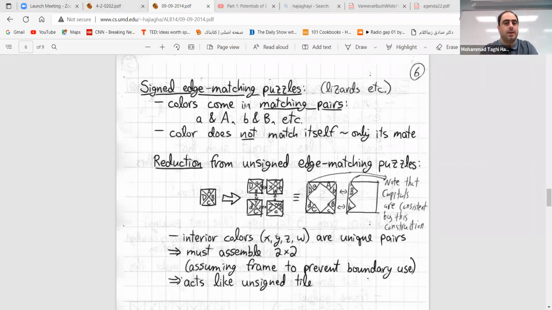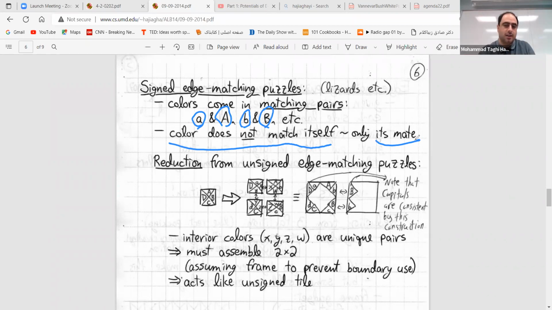So these colors come in matching pairs. Before, when two sides had the same color, you could match. Here, they are coming in a pair essentially. So capital A and non-capital A can match, but only these two can match. And non-capital B and capital B can match, and so on. A color does not match itself, only its mate. Good.